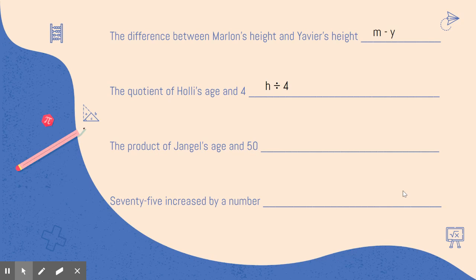The product of Jangel's age and 50. Well, product means multiplication. So we have j times 50, which in math, that's a bit sloppy. We don't like writing it that way. So we clean it up and we write 50 as the coefficient first. And then 75 increased by a number. Again, increased by indicates addition. So we write the number 75, a plus sign, and any variable you want. I used the letter P.